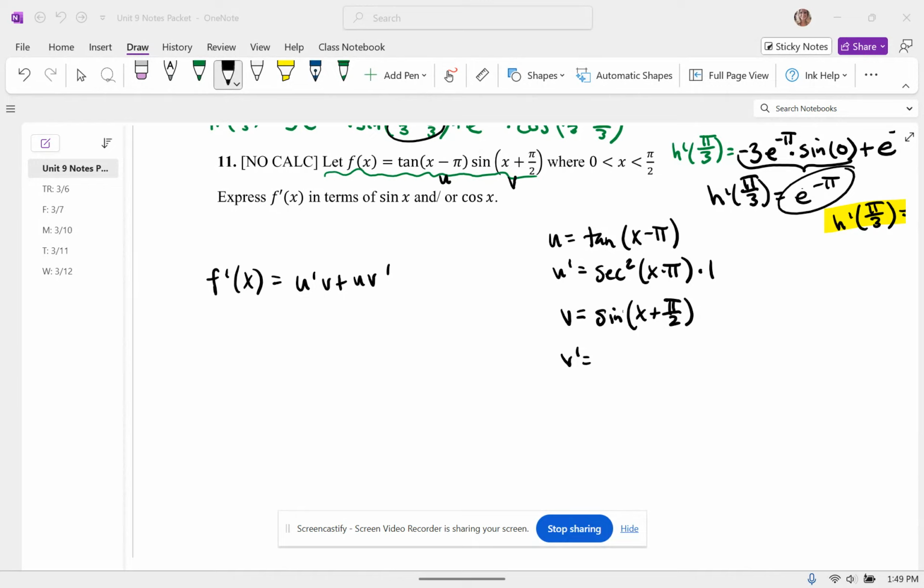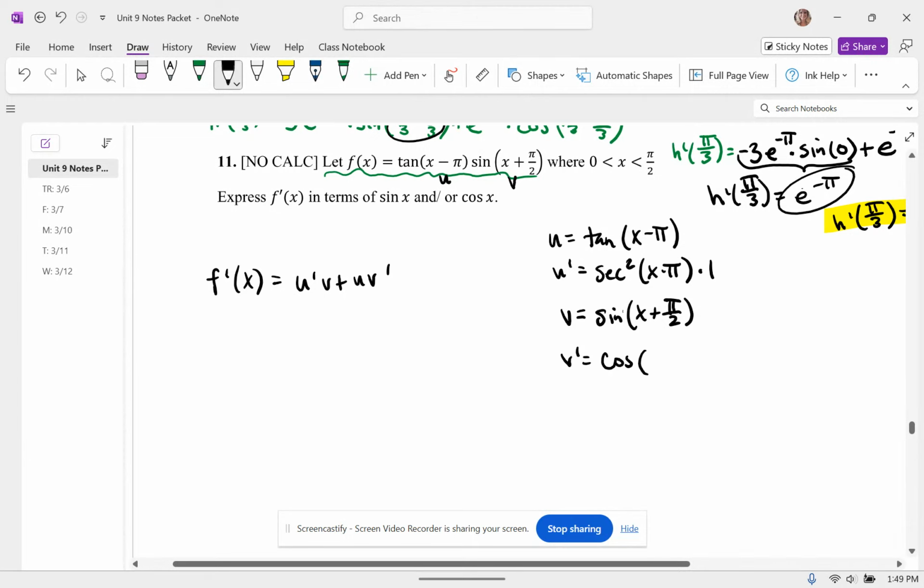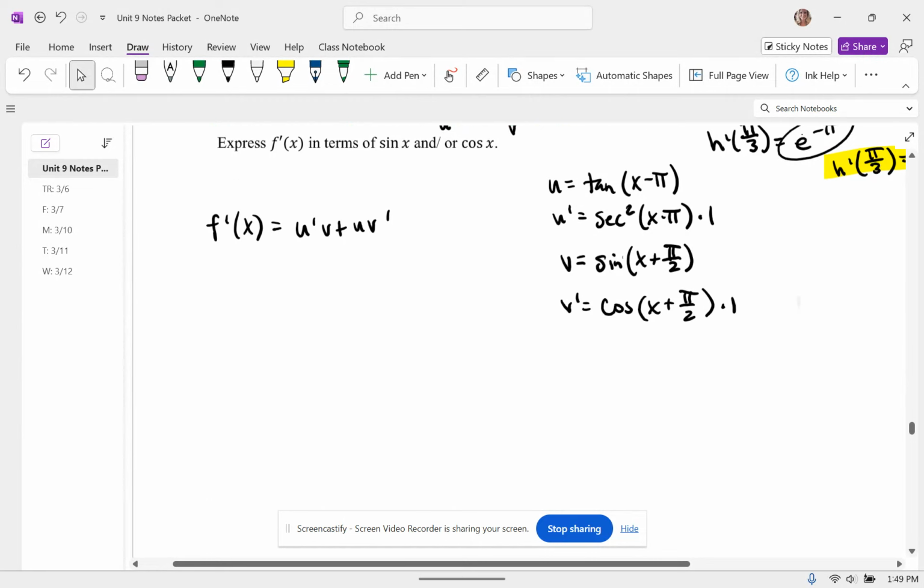All right, so v prime. The derivative of sine is cosine. All right, so now let's plug it into the structure.